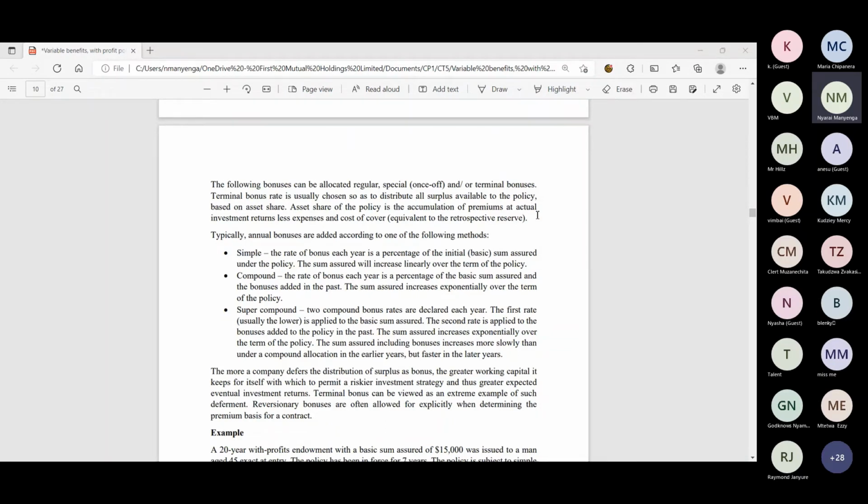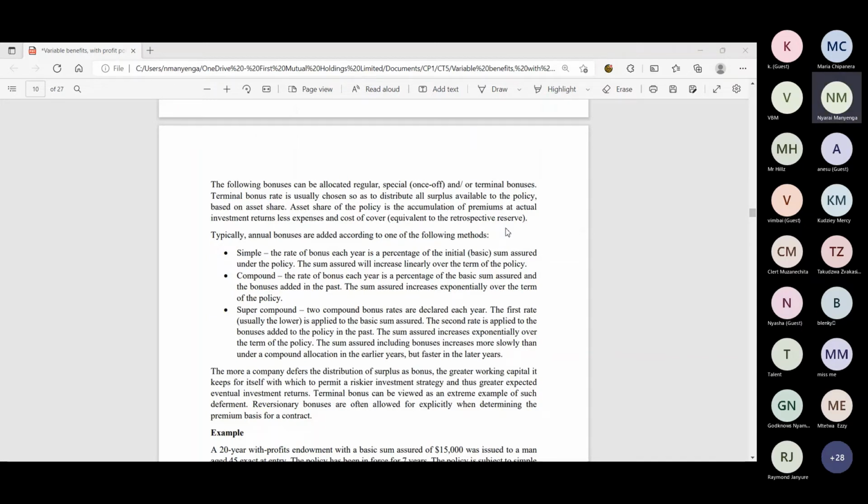So you find that the terminal bonus rate is usually chosen so as to distribute all the surplus available to the policy. This would be based on asset share. And as a definition, asset share is just the accumulation of premiums at actual investment returns, less expenses and cost of cover. So this is generally like an equivalent of the retrospective reserve.